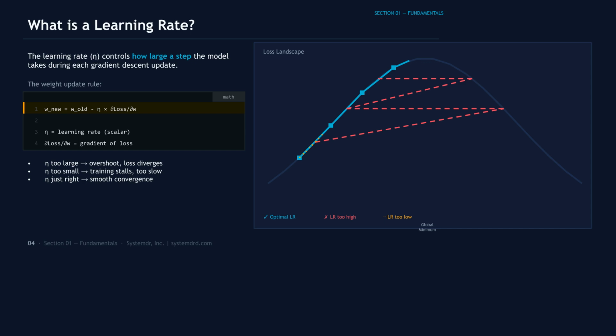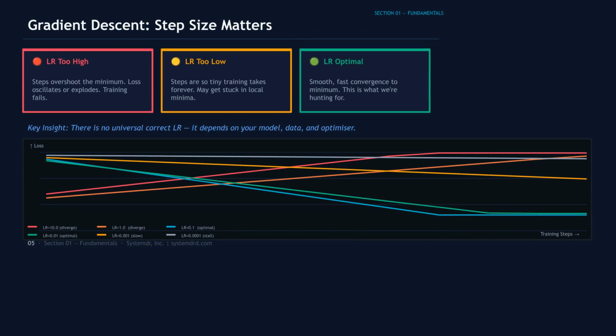If eta is too large, the loss diverges. If it's too small, training stalls. An optimal eta results in smooth convergence. These are the 3 zones motivating the LR Finder. Too high, the loss oscillates or explodes, leading to failed training. Too low, the loss decreases too slowly, meaning training takes much longer. Optimal, smooth, fast convergence to the minimum. The key insight is there is no universal correct LR. It depends on your model, data, and optimizer.